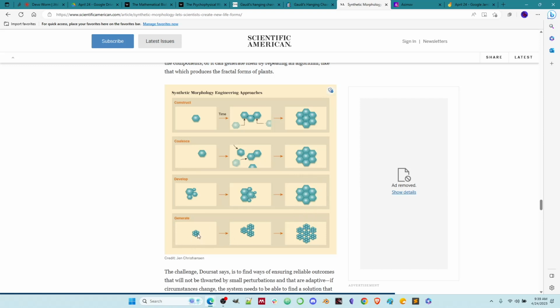And then generate is where you have a small number of cells, and the groups of cells replicate and form these fractal patterns. So this looks like a snowflake that emerges from this basic array here. So you'll use these in different contexts. You might use a construct and then a coalesce, or a develop and then a generate. And you can build different things from that.